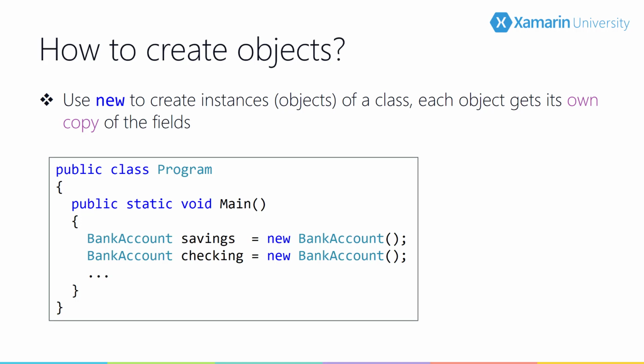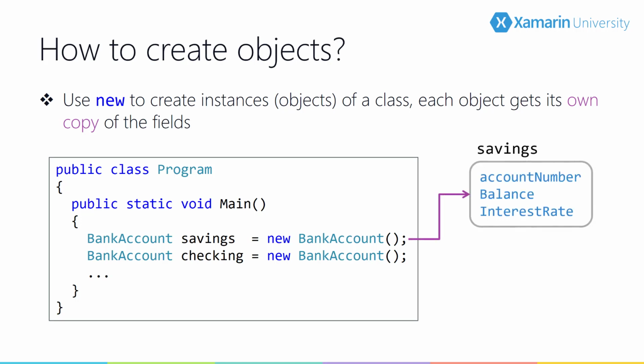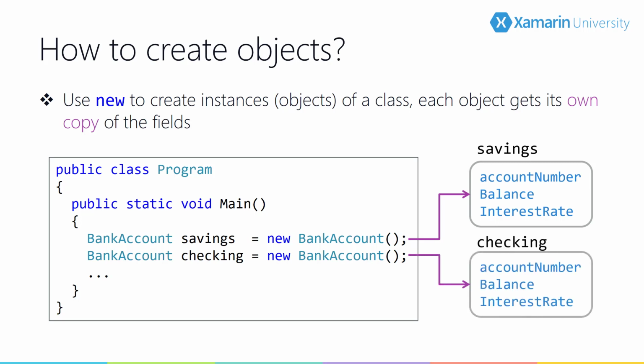So what this means is now savings will have an account number, balance, and interest rate, and checkings will also have a separate account number, balance, and interest rate. They have their own separate memory. So once again, just to re-emphasize this, a class definition is a blueprint. You can take that blueprint and make multiple instances. So we had one bank account class, but now we actually have two actual bank accounts.